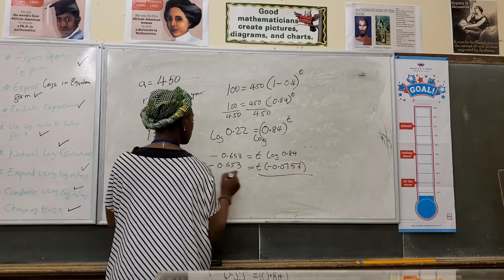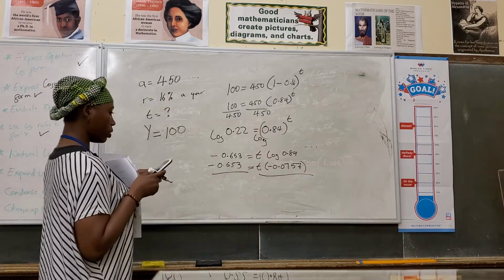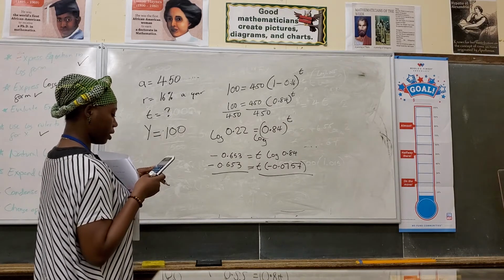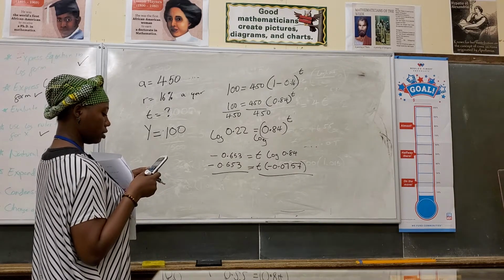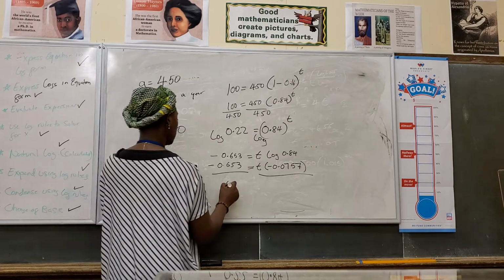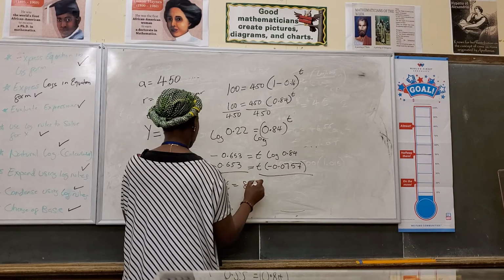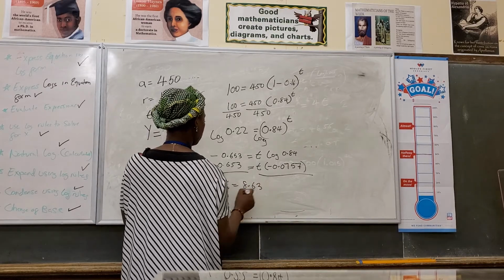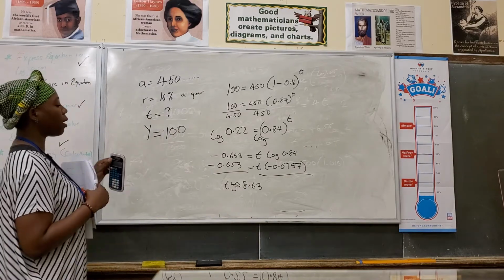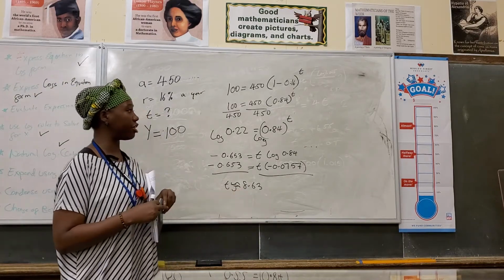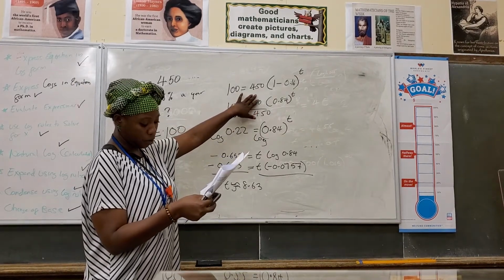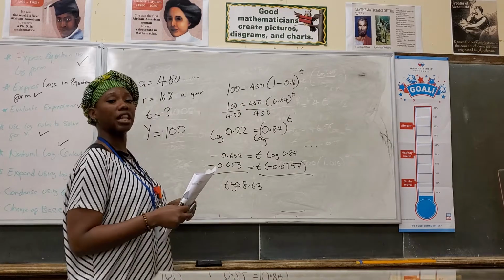So divide both sides by that number. So I'm going to take the first number I had before, so that's this number, and then divide by the answer that I got, and I get t is equal to 8.63 approximately. So that means in about 8.63 years, these 450 animals will only have 100 left.